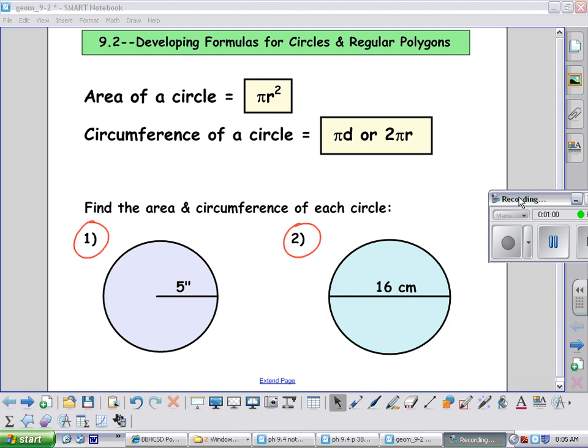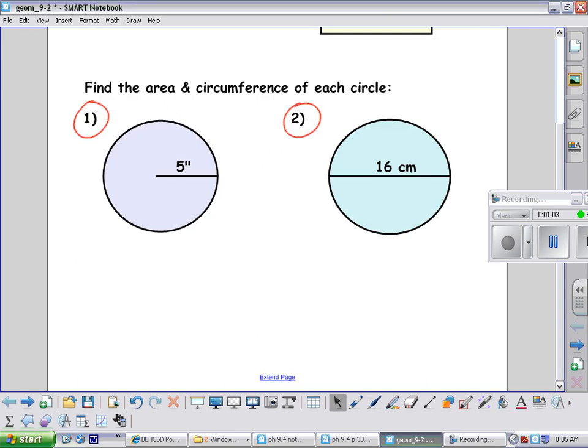So step one, you're not going to have much problem with this. Find the area and the circumference of this circle. The area is pi r squared. So pi times r is 5, so 5 squared, which is 25. So it's 25 pi square inches. It's acceptable to write it that way, or as a decimal. If you multiply that out in your calculator, you get 78.5 square inches, to the nearest tenth.